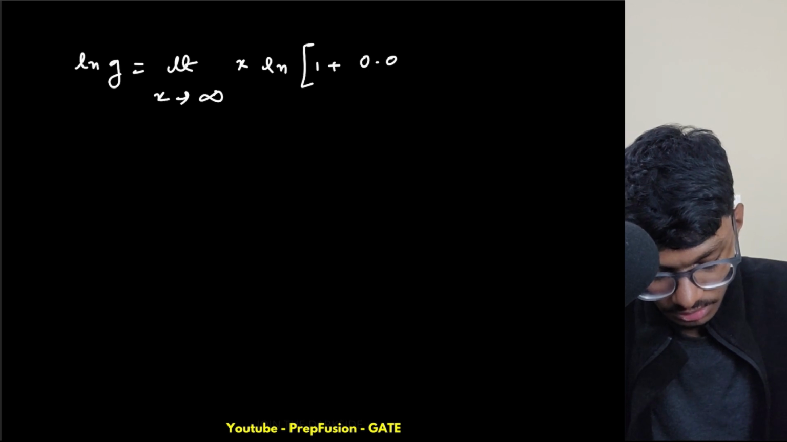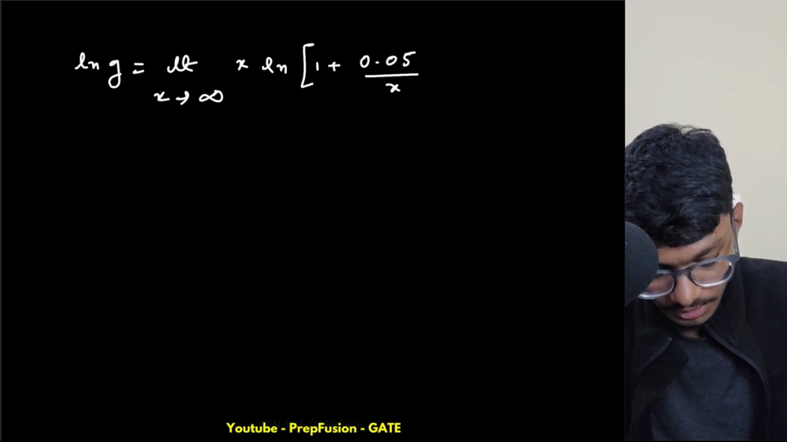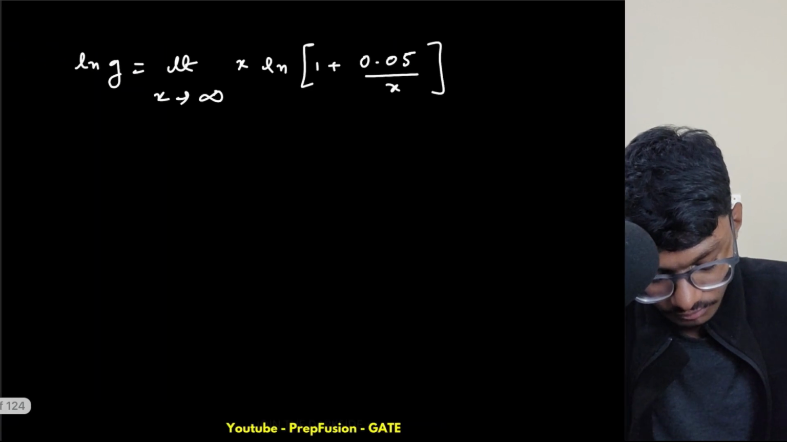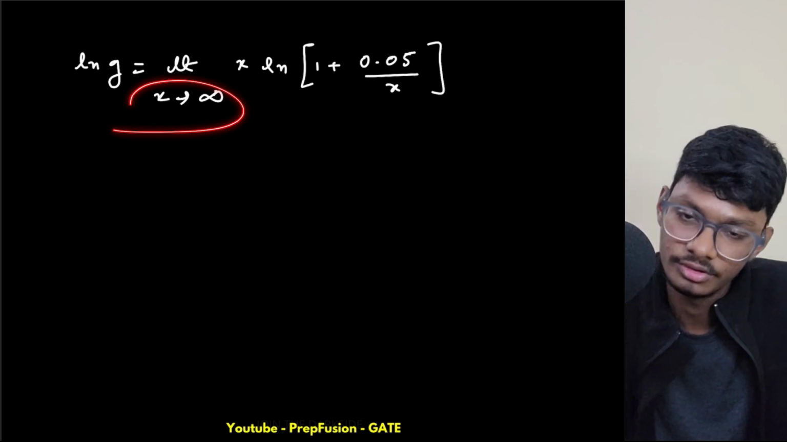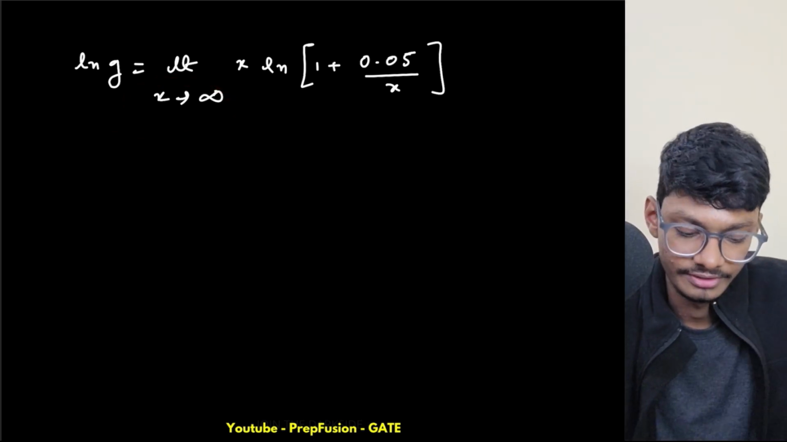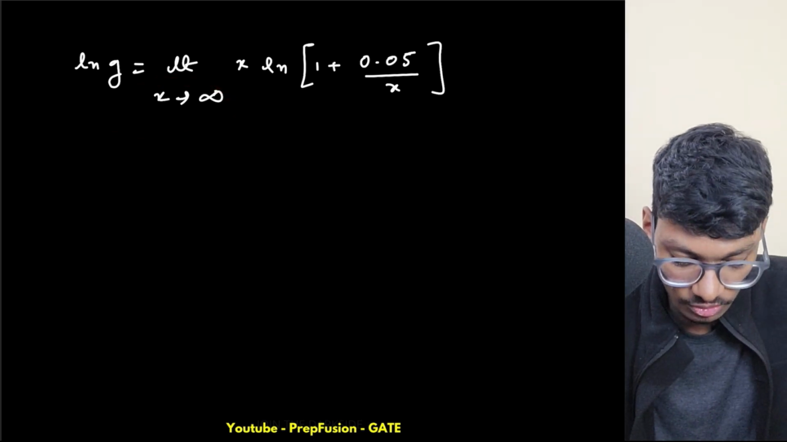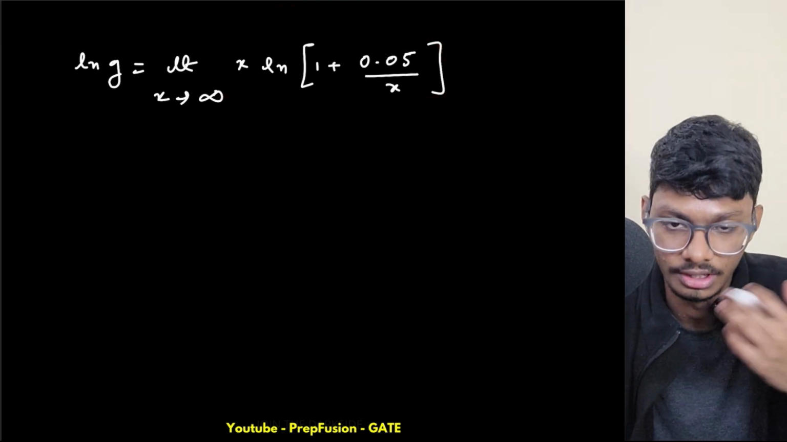ln(1 plus 0.05 by x). So this is the natural logarithm. Now what I will do is, here x is going to infinity, right? I want to change my variables now. Why? Because this is not solvable as it is, but I want to use L'Hospital rule.